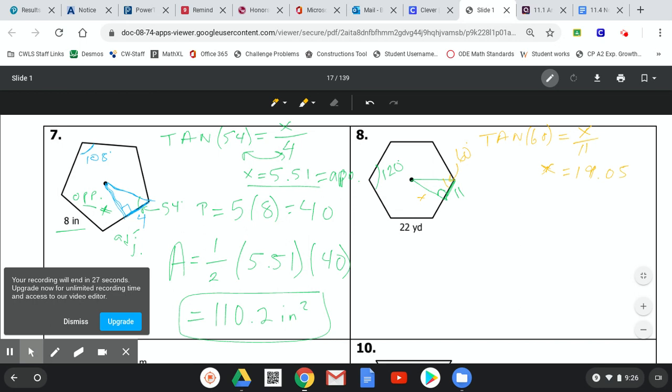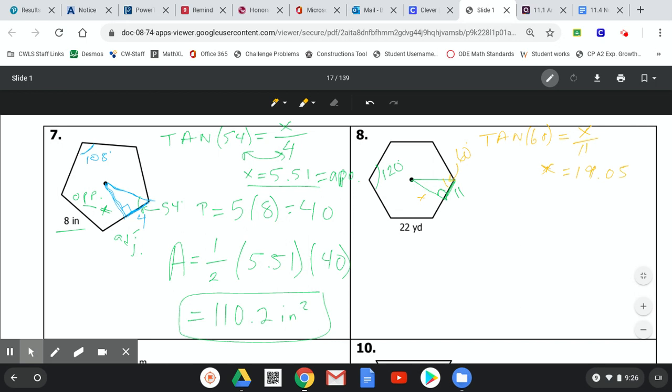All right, and then to find our perimeter, we're going to do 6 times 22, and that's going to give us 132. So to find our area, we're going to do 1/2 times the apothem. This is the apothem up here. That goes right down here. So 19.05, again, it's the apothem. Multiply that by 132.